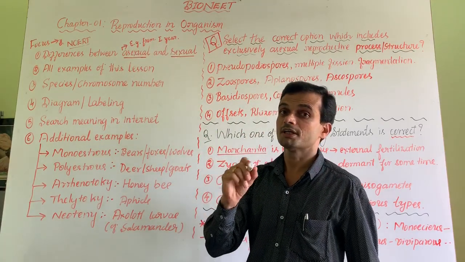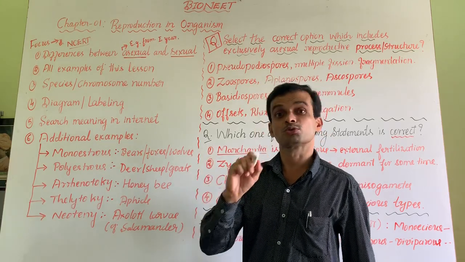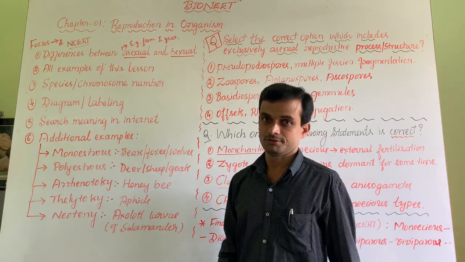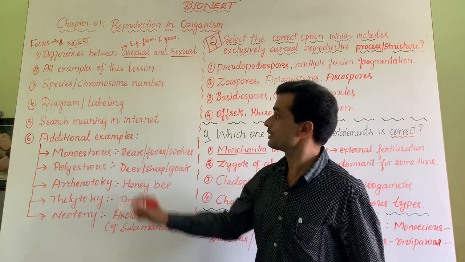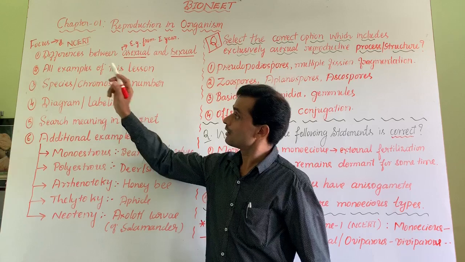Deuteromycetes exhibit only asexual reproduction. Phylum Ctenophora shows only sexual reproduction. There are such specific examples. Then look at the second point here.